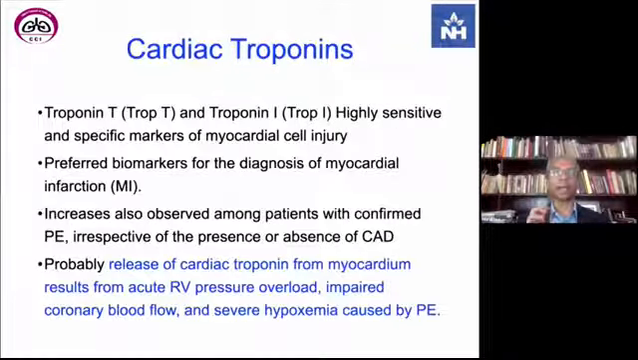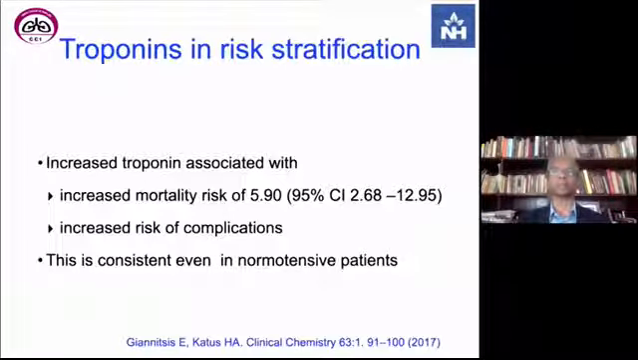Cardiac troponins are highly sensitive and specific markers of myocardial cell injury. And while we use them often for myocardial infarction, remember that the RV and the LV also get damaged in pulmonary embolism, so they rise in pulmonary embolism. And I've already taken you through the pathophysiology of what happens. So they are very useful in risk stratification, and an increased troponin is associated with a mortality risk of almost 6 times that of a person with normal troponins. And this is consistent even in normotensive patients.